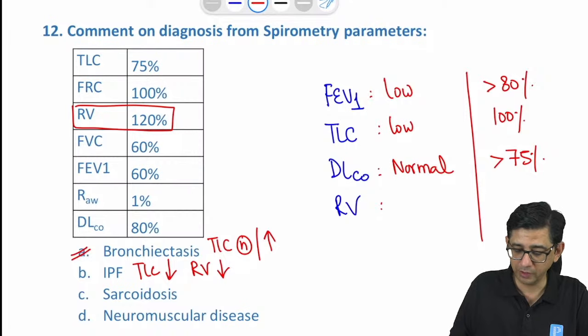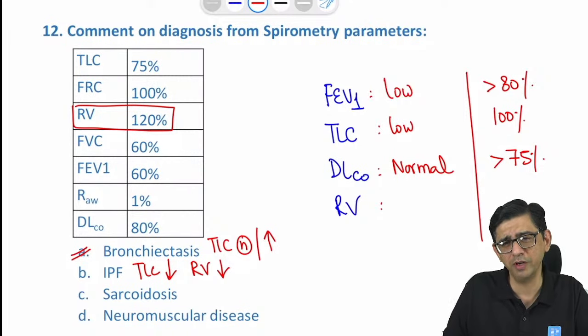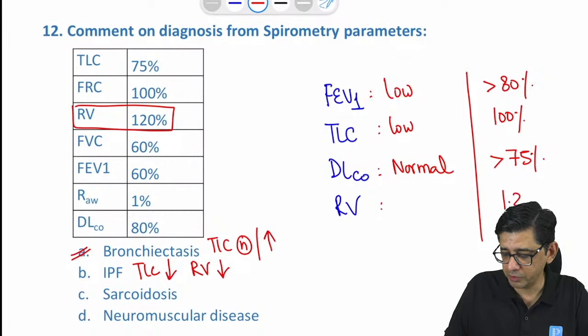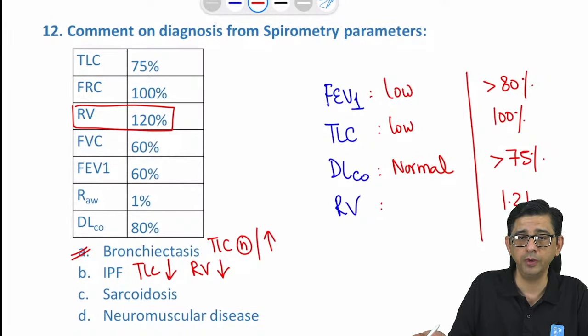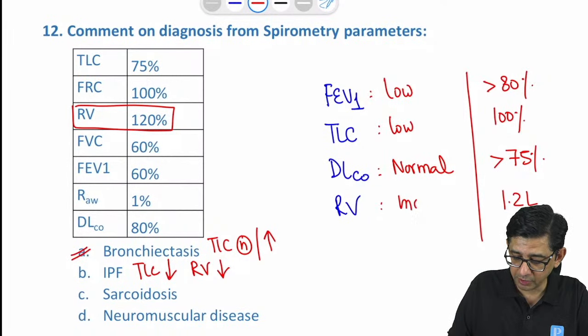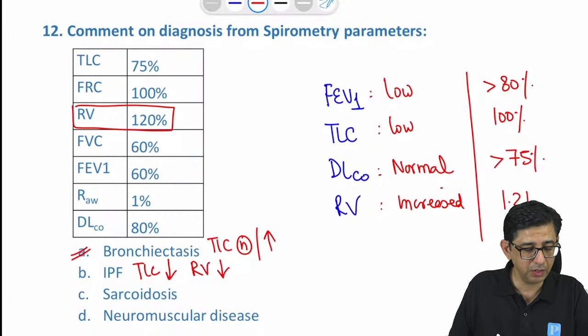So that is also a cause for concern, because if we take the average residual volume, that would be something like 1.2 liters. Here it is rather 120% of normal, so it is increased, and that rules out the option, guys. Can I have the answer now?